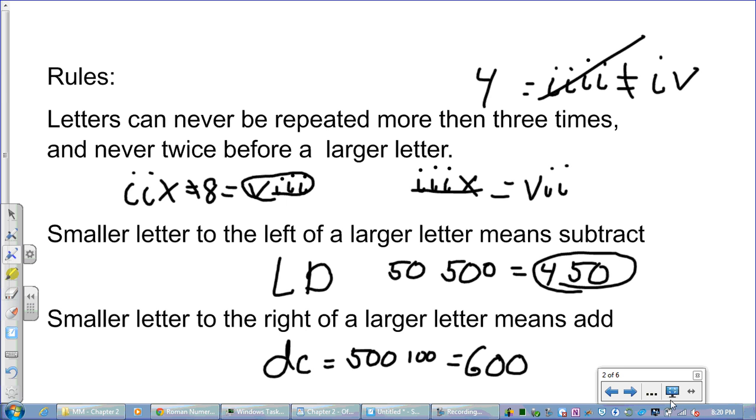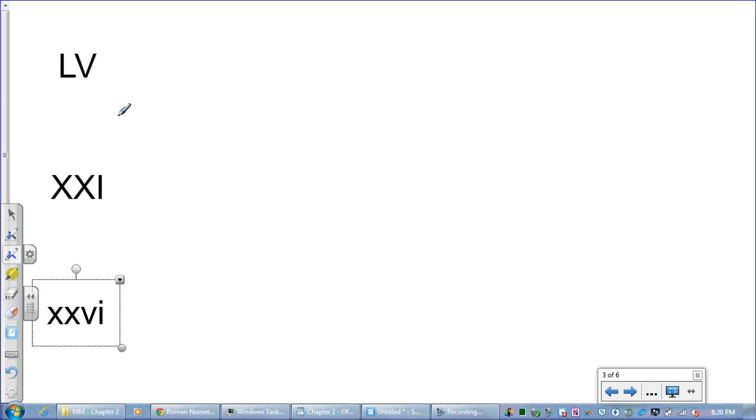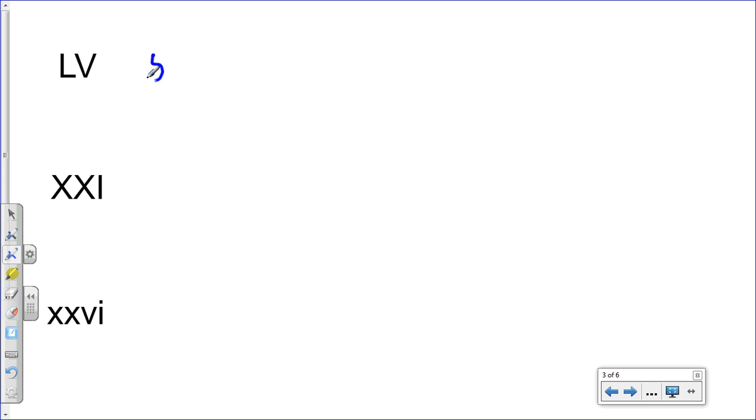So let's go through and work a couple of examples of turning Roman numerals back to our numbers. We've got LV. The first thing we always want to do is look at our sheet from the first slide: L is 50, V is 5. We have 50 and then 5. The smaller number is to the right, so we add, which gives us 55.